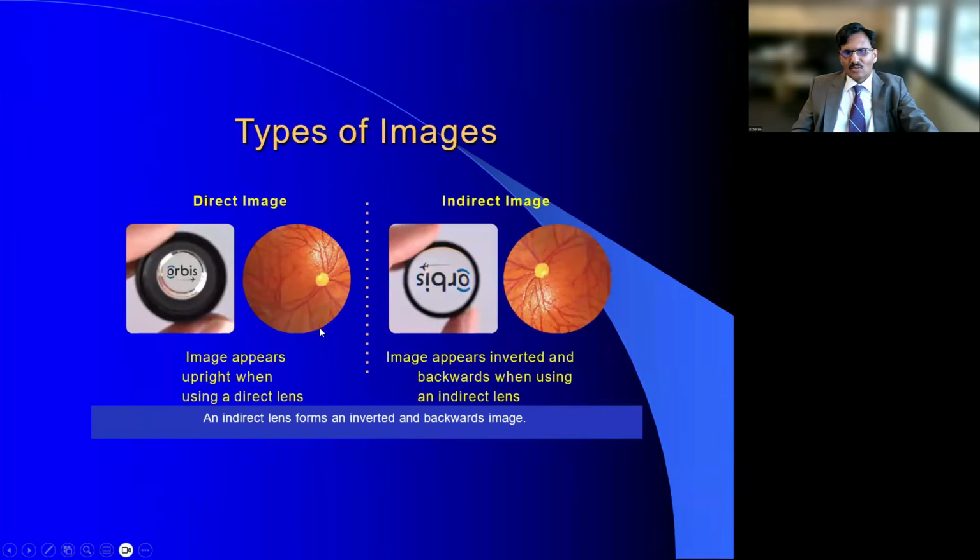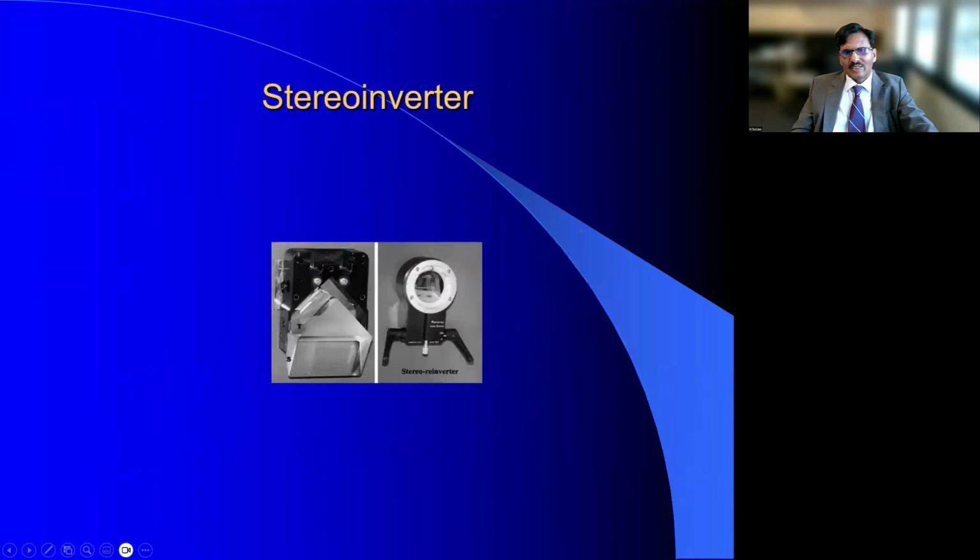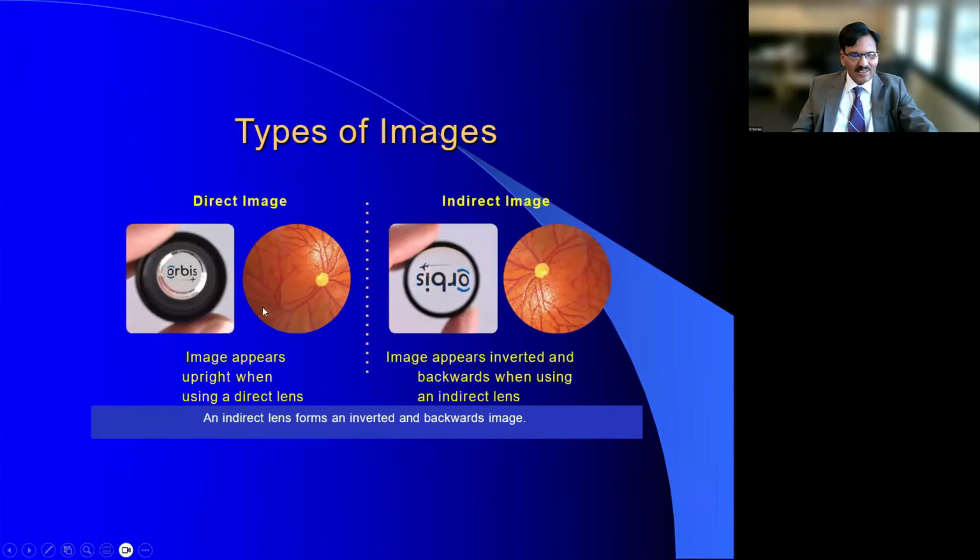And just to make it simple, as you can see here, this is a direct image of the orbs. And when you do it with an indirect ophthalmoscope, you see the orbs this way, inverted and backwards when using an indirect lens. So you can do this with surgery. Obviously, you have to invert it, right? But on the other hand, if you're using a plano concave lens, like I was talking about earlier, you certainly can see the direct image, but the area that you see is very limited to the posterior pole.